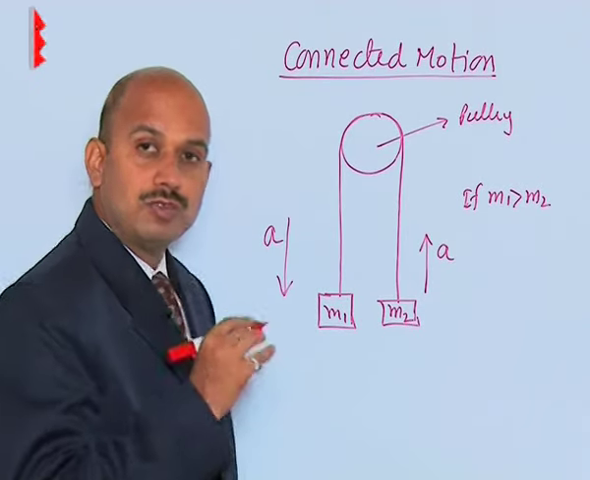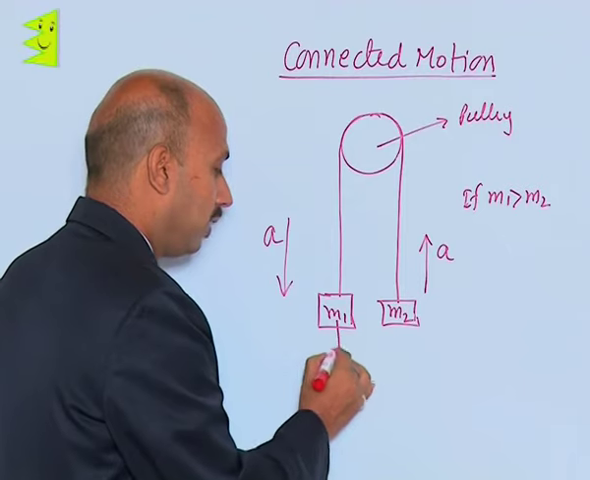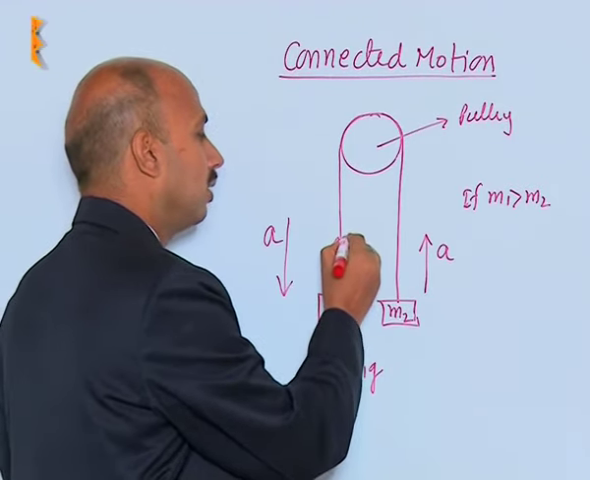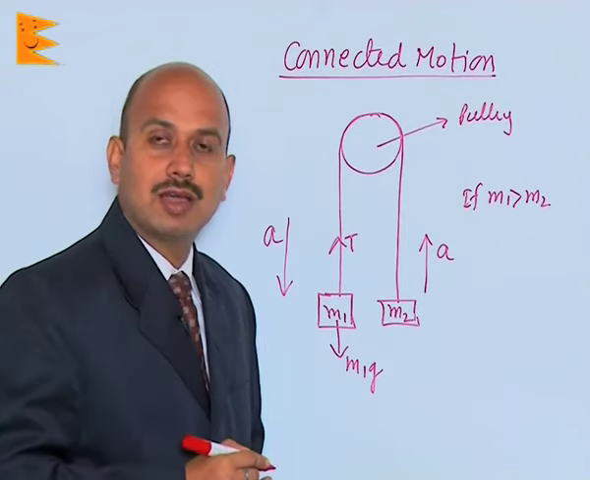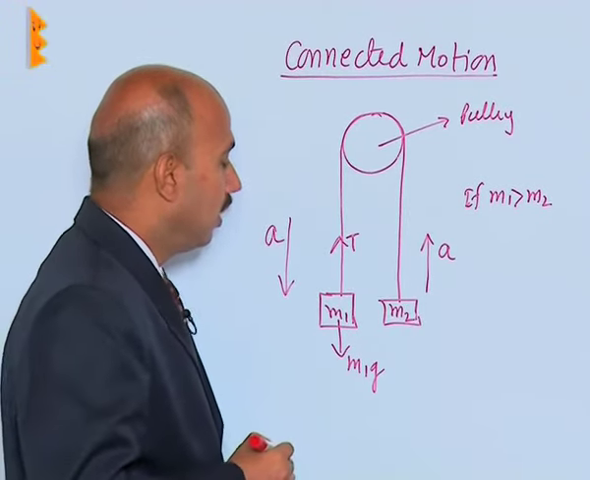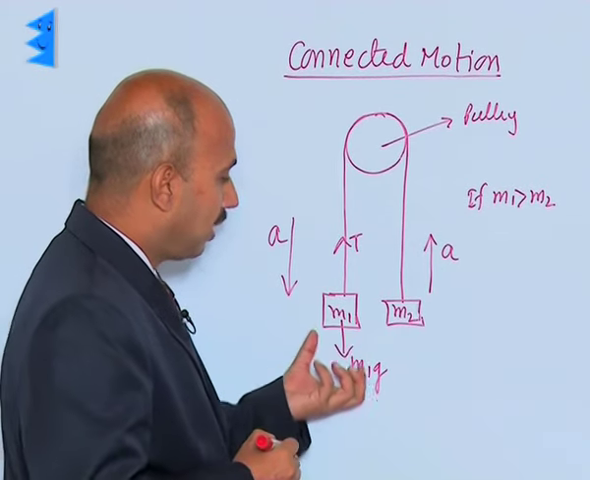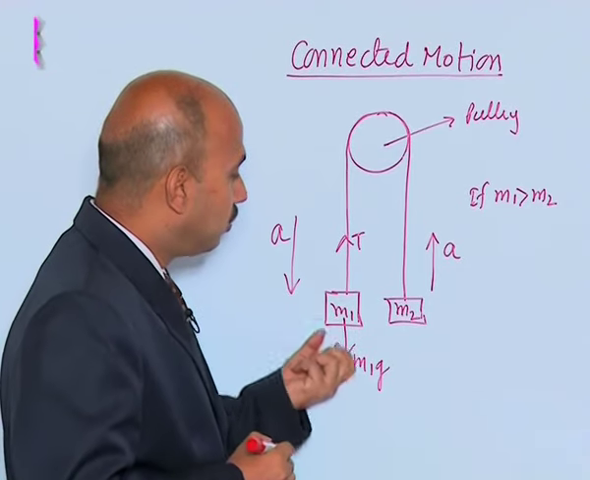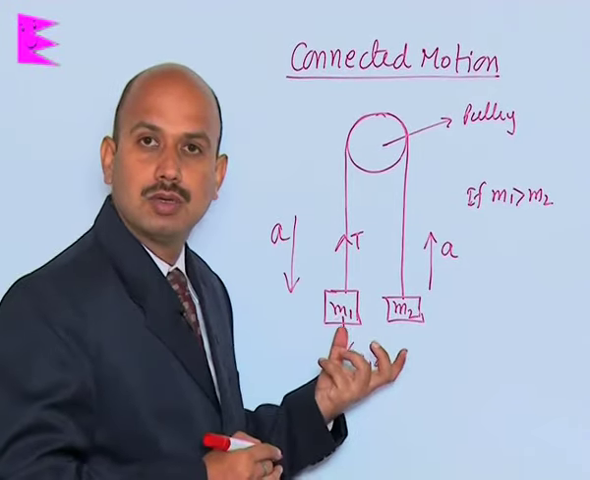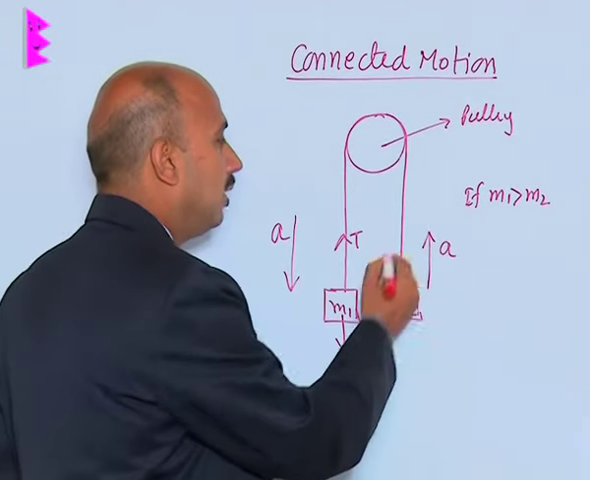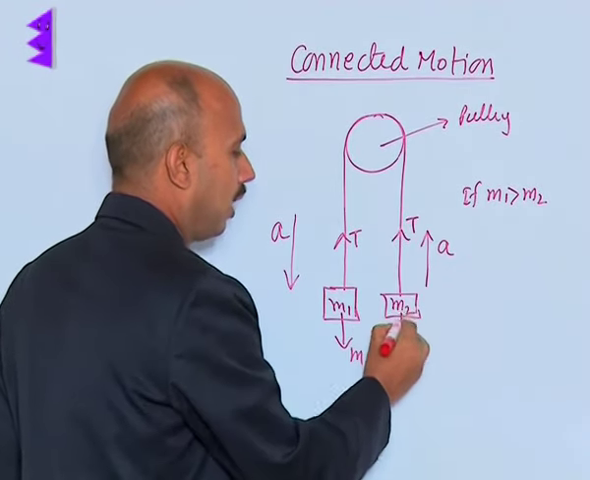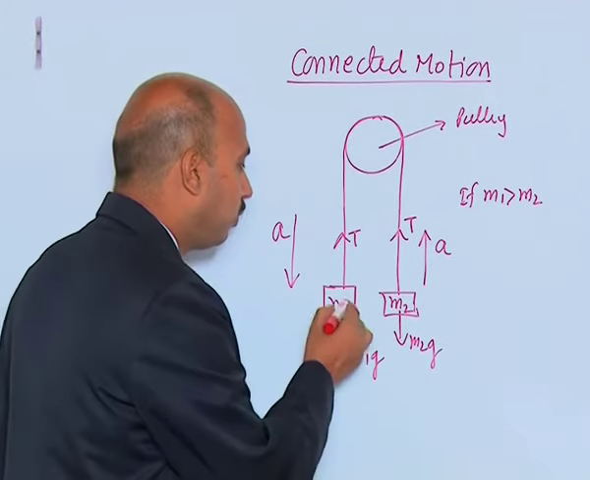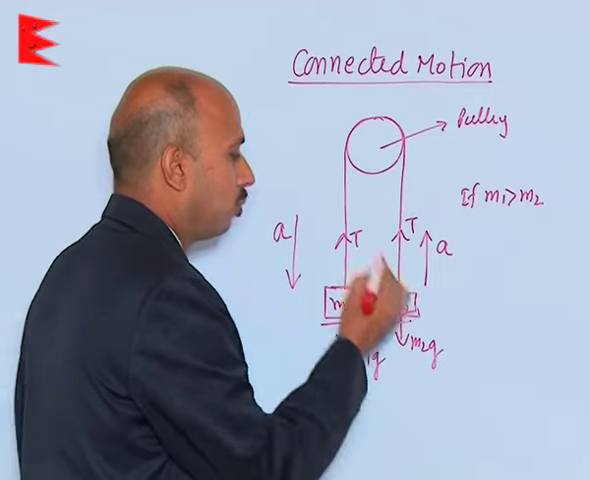Now, see what are the forces acting on the masses. M1 first: M1g is acting downward and tension is acting upward. There is a force of tension acting on the string here. So when the body of mass M1 is being pulled by the earth downward, the string is pulling the body vertically upward. That is called tension. Similarly, here tension T is upward and M2g is acting downward. So we have drawn the forces acting on M1 and M2.